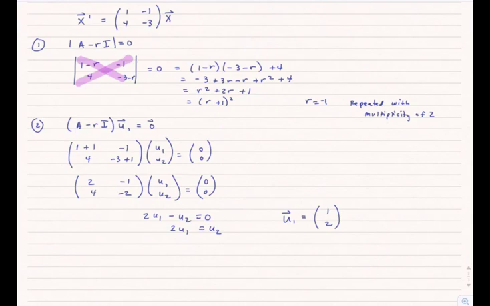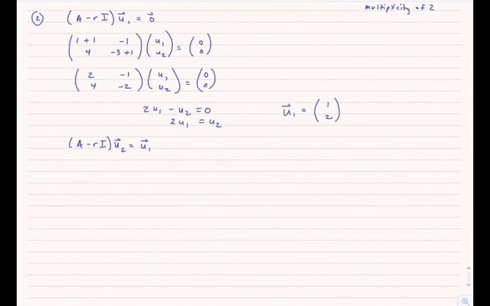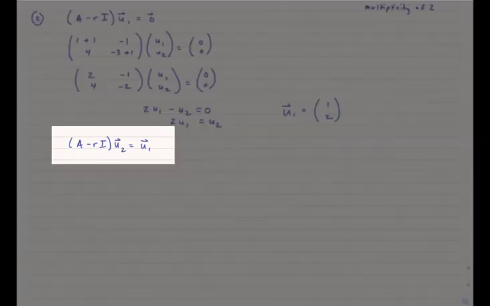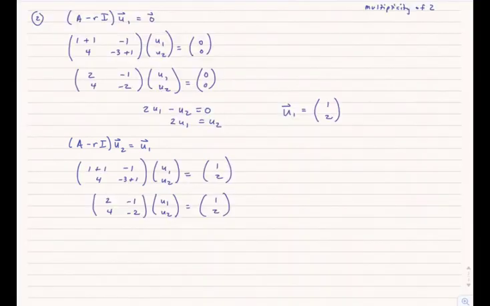Remember, you always end up swapping the coefficients, because if I plug in 1 for u1, 2 times u1, or 2 times 1 would be 2, and that would lead to the value I have for u2. So this is my first eigenvector, but I need a second eigenvector. And the second eigenvector I find by setting this equation equal to the eigenvector I just found, u1. Here I've gone ahead and set up the matrices, and when I multiply it out, I get the following.